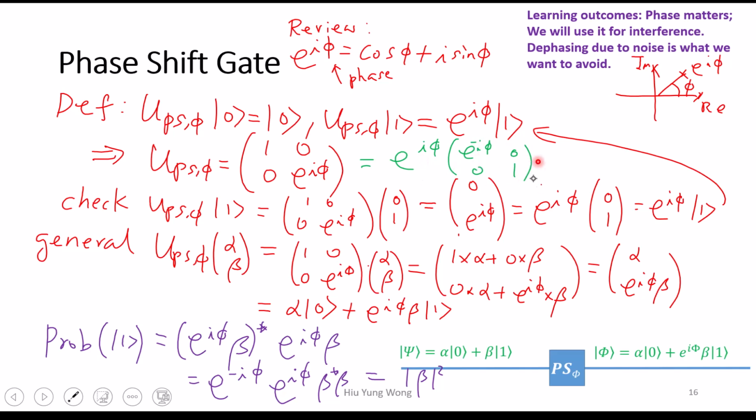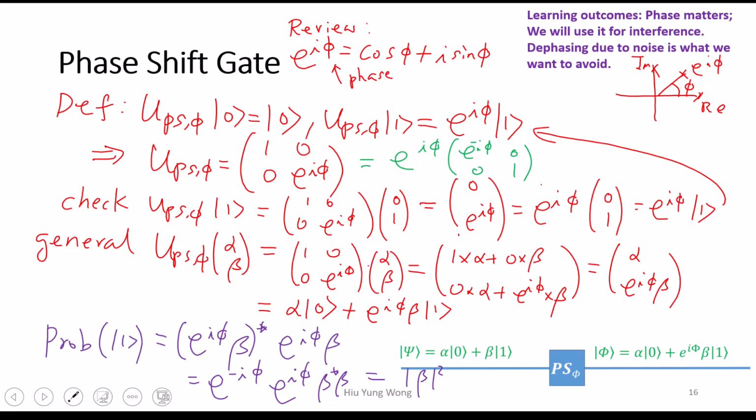This one achieves what you said. This will only shift 0, and it won't shift 1, right? Then how about this, you say? You still have this extra factor. But for a gate, when you multiply it here, it's just like multiplying a global phase onto the state you apply it to. If you multiply a global phase to a state, you actually cannot distinguish it. We will discuss this later, because when you do any measurement, this will get cancelled.